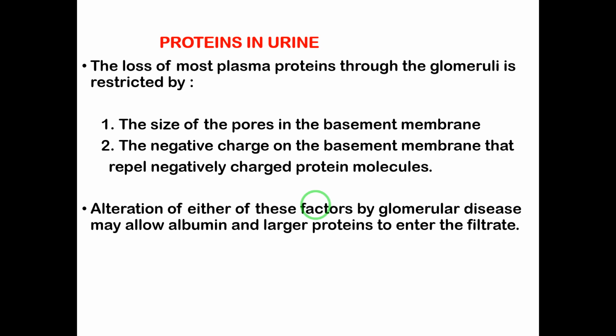If there is any disease, for example immune complex disease with deposition of the immune complex in the glomerular membrane, that changes the size or the charge of the basement membrane of the glomeruli, or if there is any distortion, any pathological process that alters these two factors, this will allow the protein to pass through the membrane, and it will cause proteinuria.